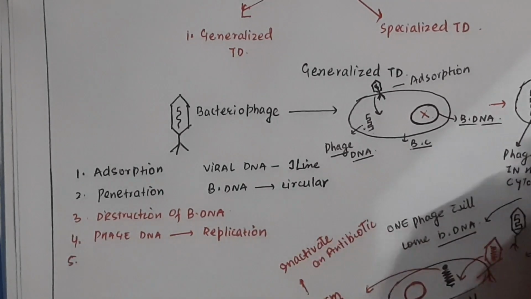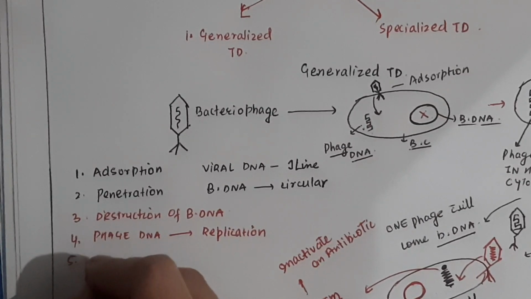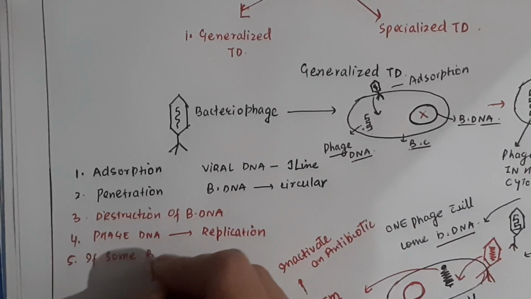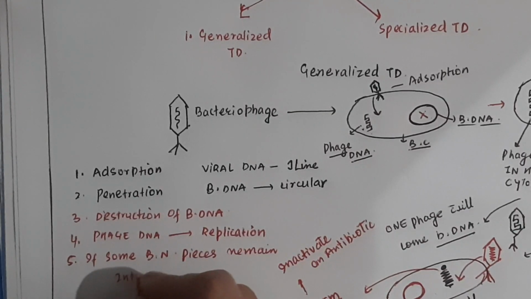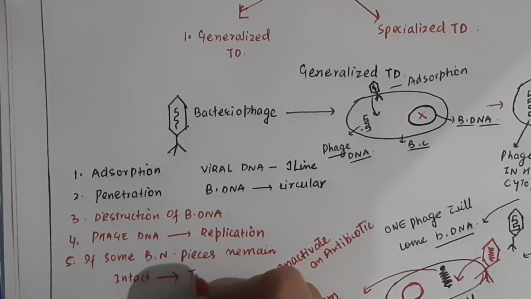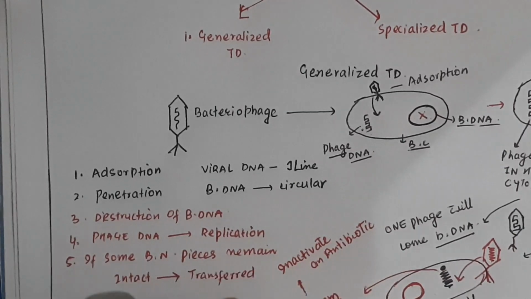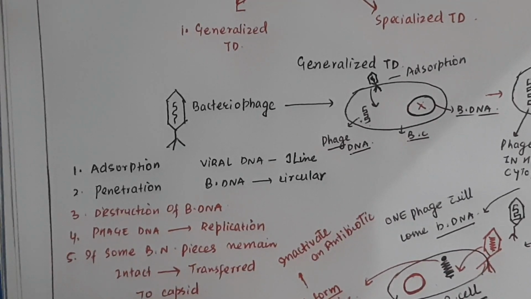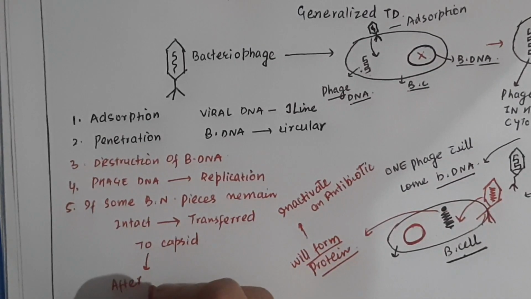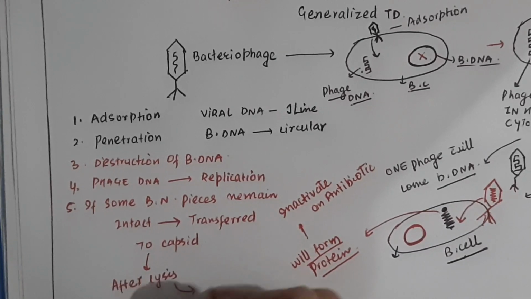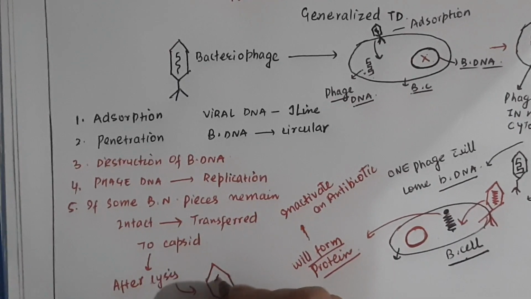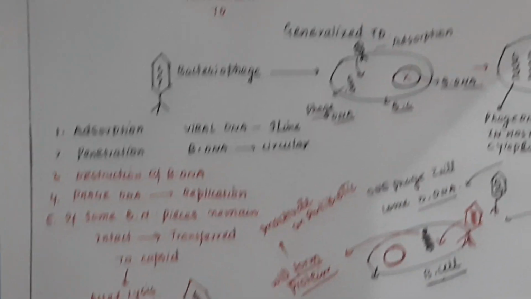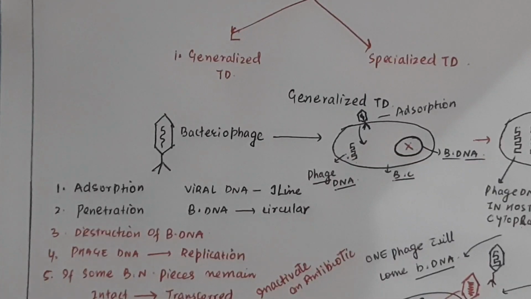Number 5, if some bacterial DNA pieces remain intact, they are then transferred to a capsid, and after lysis this phage comes out with the bacterial DNA and will infect another bacterial cell. This is all about generalized transduction.